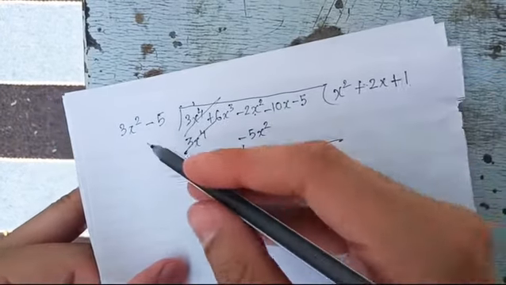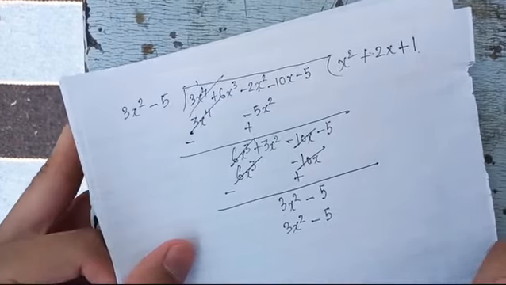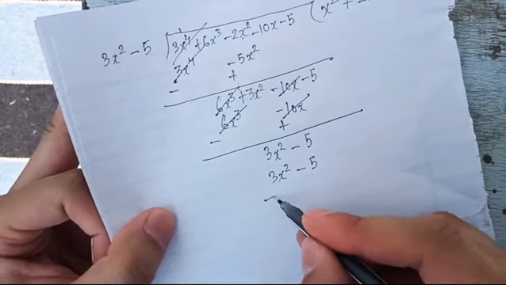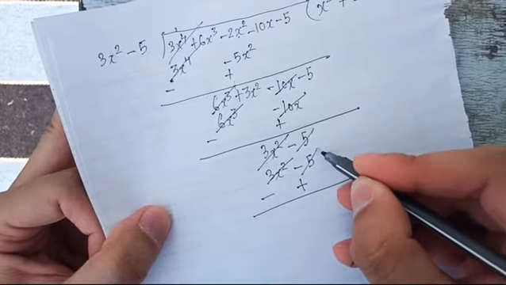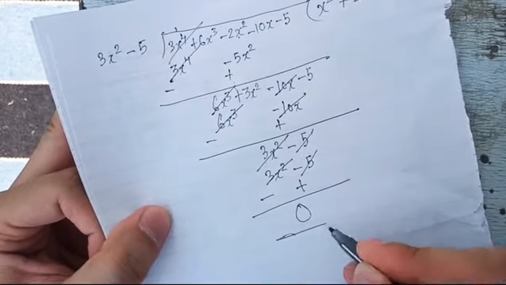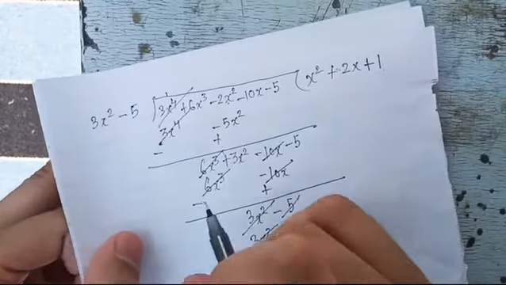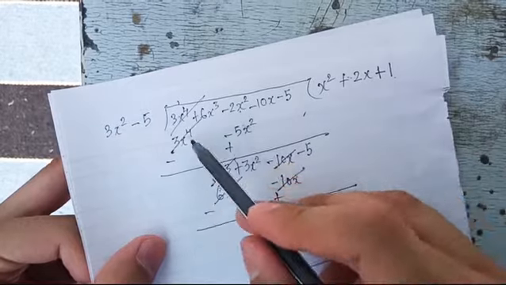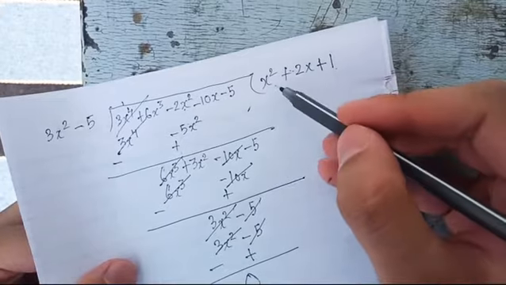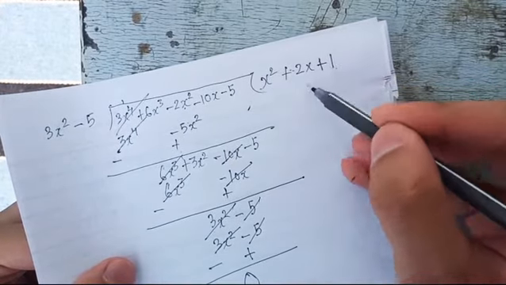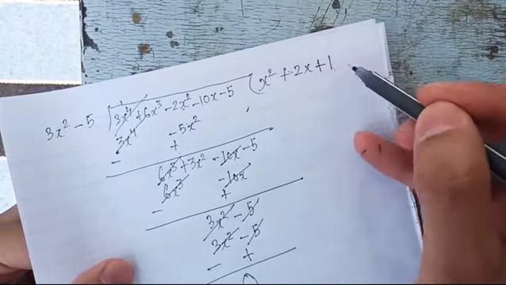When 1 is multiplied with this, you will get 3x square minus 5. Now again changing the sign, minus plus, they will cancel out, minus 5 and plus 5 will cancel out, and you will get the remainder as 0. That means 3x square minus 5 is a factor of the given polynomial. But in this question, we will use this quotient to obtain the other zeros of the polynomial. What is the quotient over here?